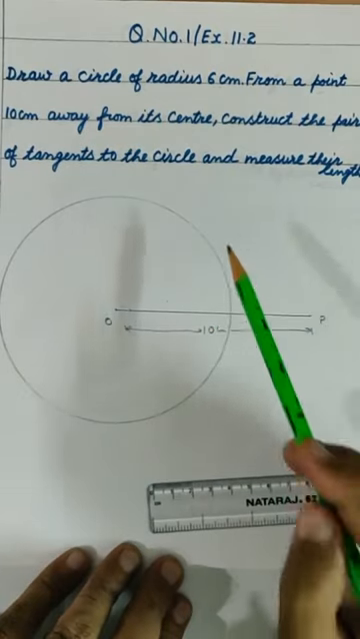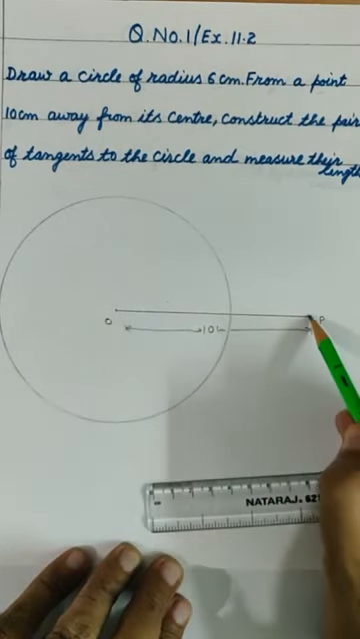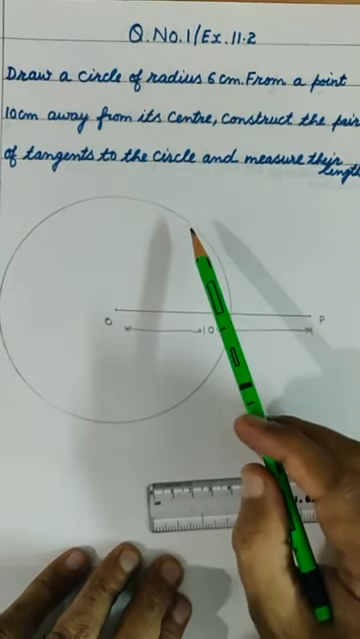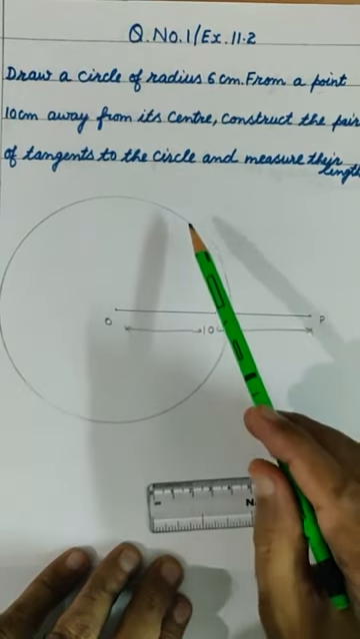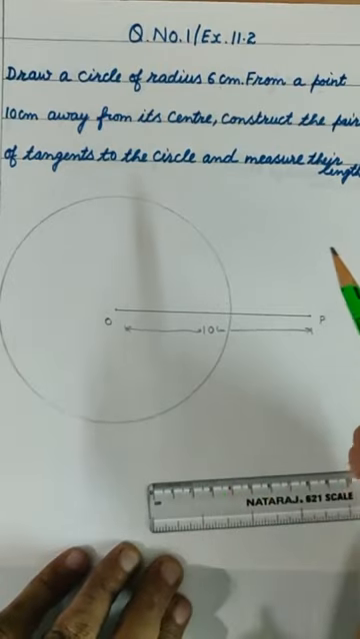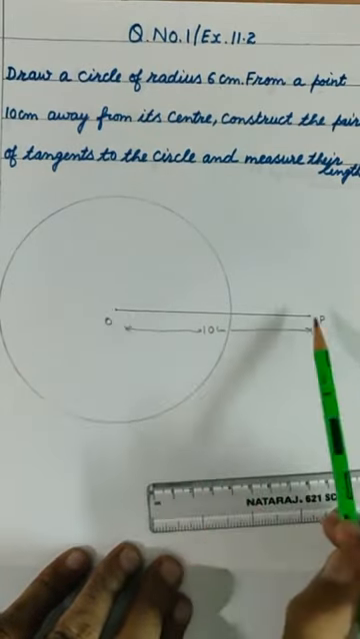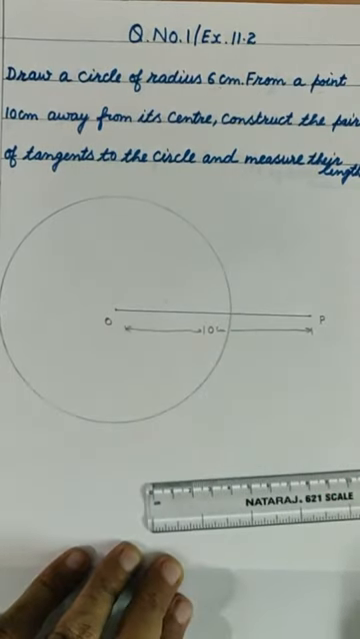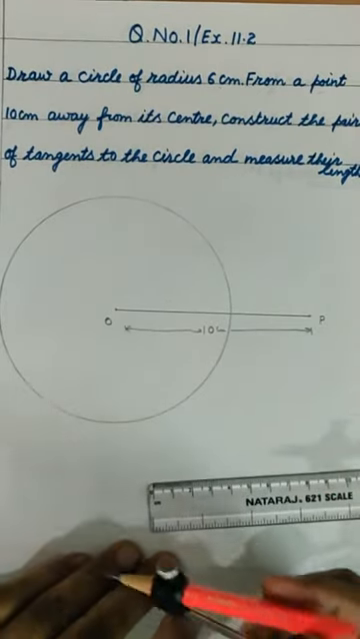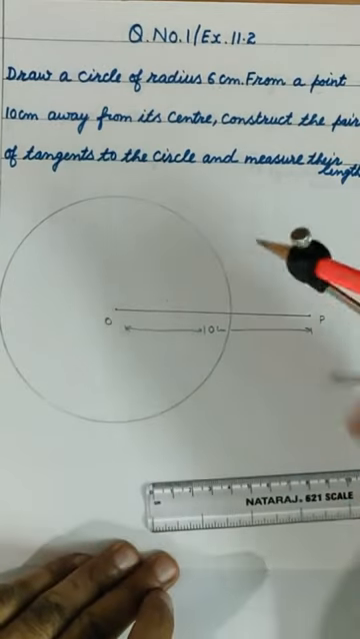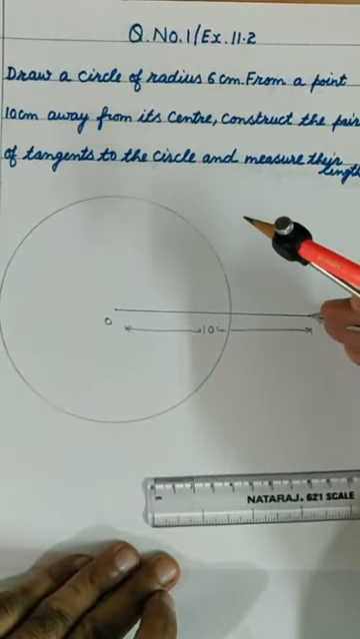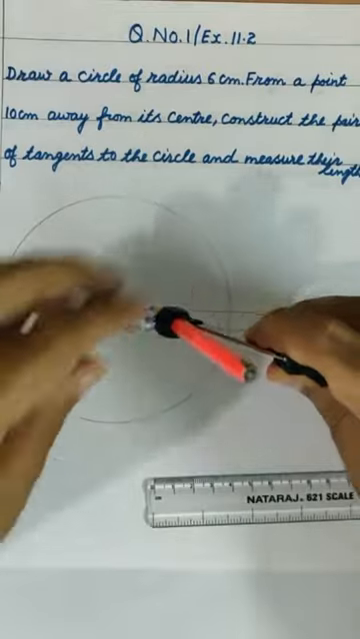Now this is the external point, and we are to find out the contact points. How to find out the contact points? First of all, we are to draw the perpendicular bisector of this OP. I told you earlier also how to draw the perpendicular bisector of a line segment. This OP is a line segment.